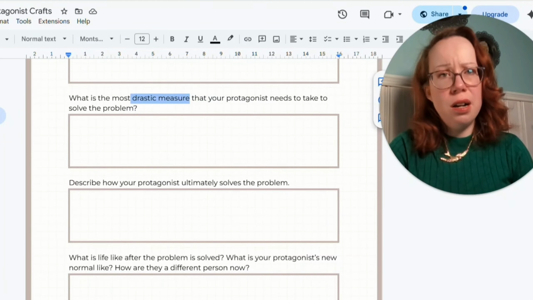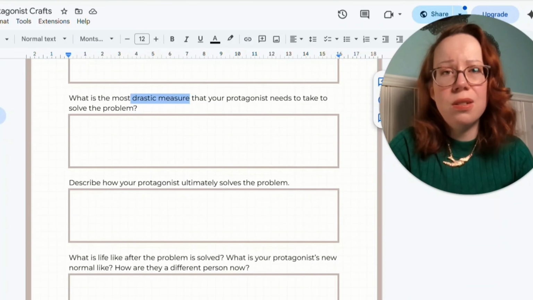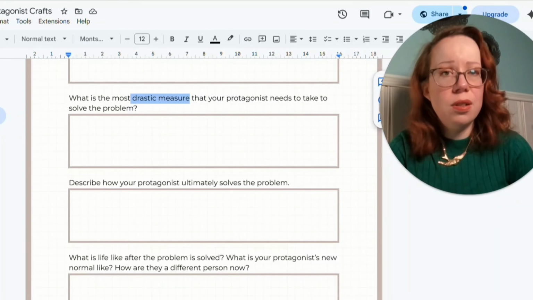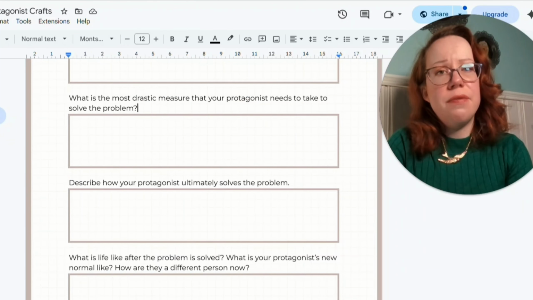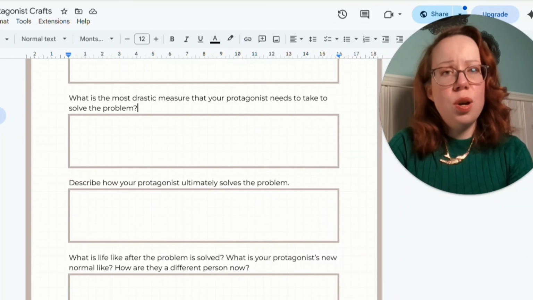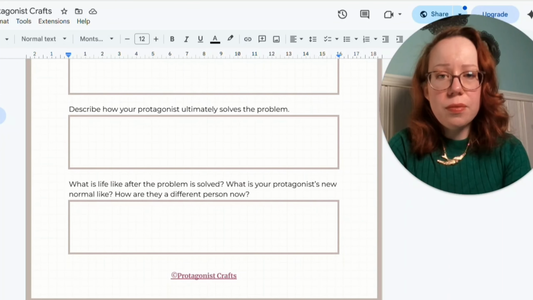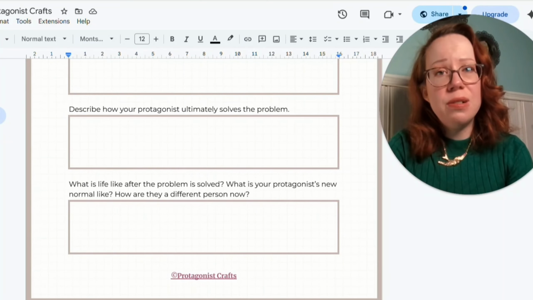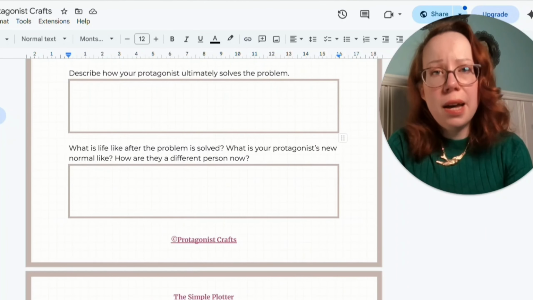So, what do they need to do to solve the problem? It often involves some kind of a sacrifice. So they could sacrifice maybe themselves or another character, an object, a goal, a belief, some kind of a perception. It needs to be something big, and you need to use your plot to make this possible. And then describe how your protagonist ultimately solves the problem. So, what are the actual actions there? What do they actually do to solve it? How does it get solved? How do we see it happening?